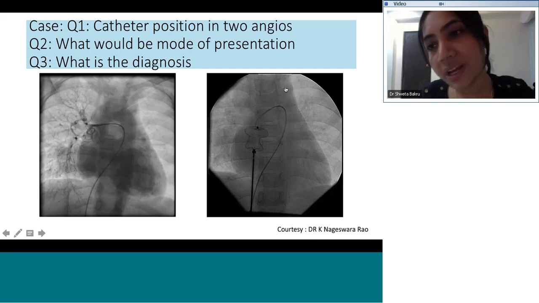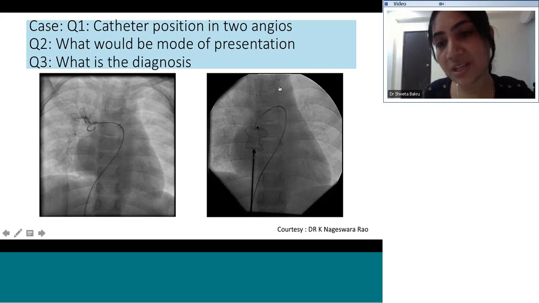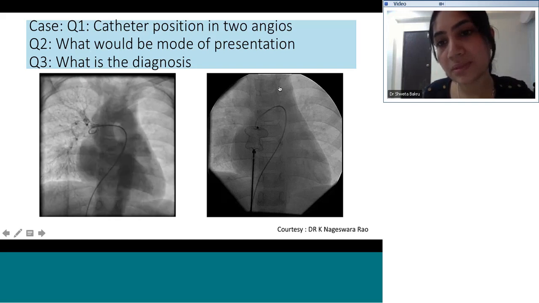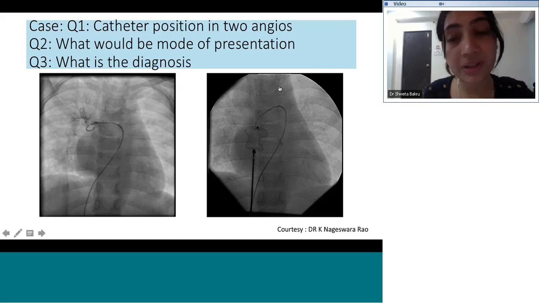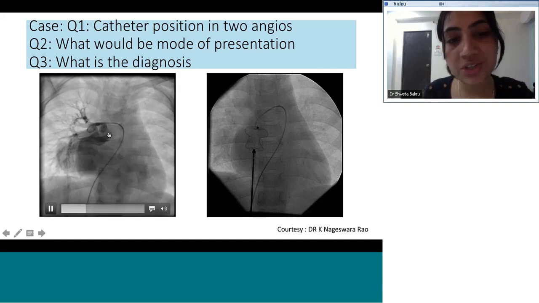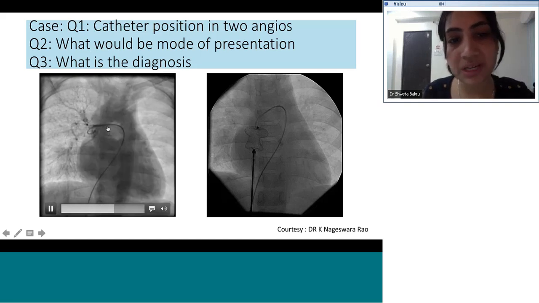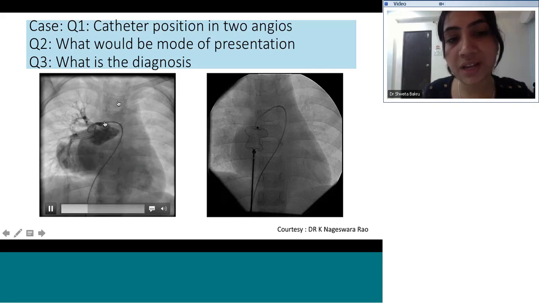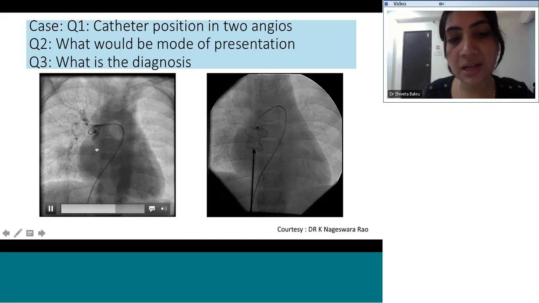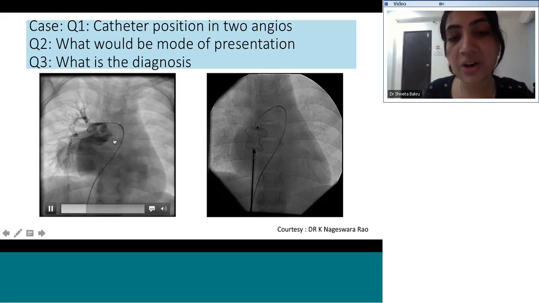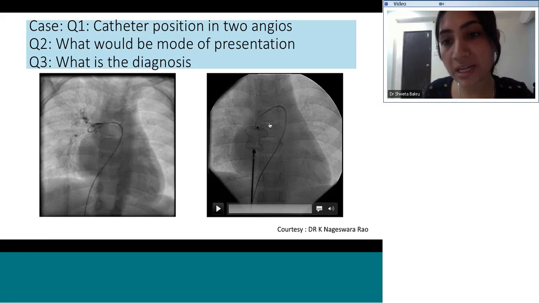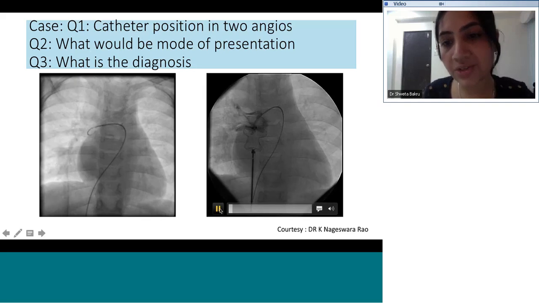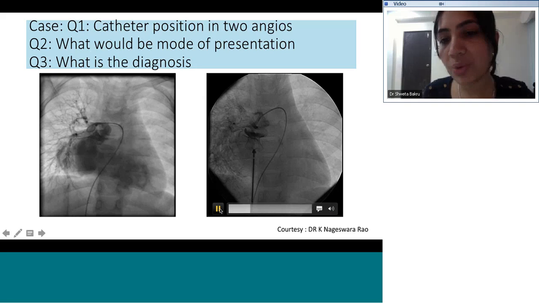Amol, please go ahead and explain your answer. Why did you say that? Filling of LA, LV, and aorta. Very good. So once you have given the injection into the right pulmonary artery, you're actually filling the left ventricle, and then you're also filling the aorta. And in between the bronchi, we are seeing the filling of the left atrium, which is quite dilated. Now look at the second angio. What has happened?